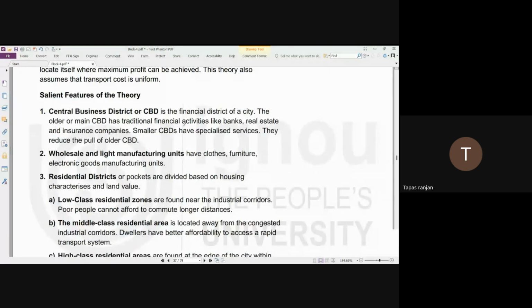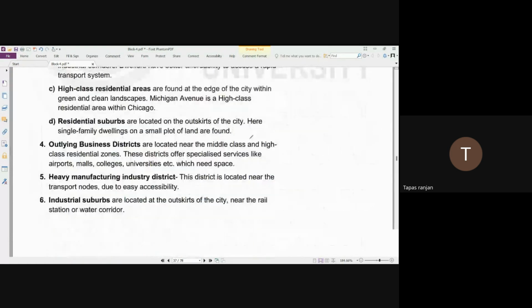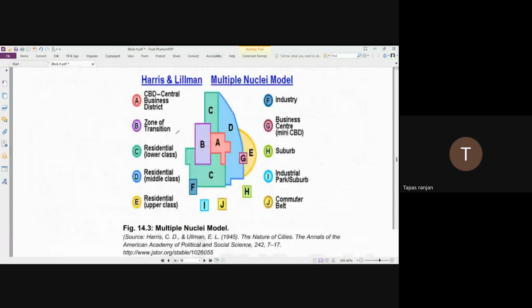So what are the different salient features of the theory? You have a CBD, and you can look into the diagram here. So this is the CBD region, and it will be having multiple nucleus regions. Okay, so that will be performing a lot of functions also.